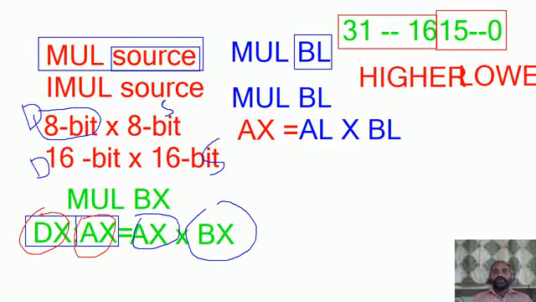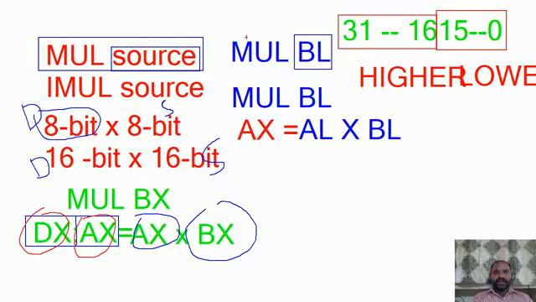Okay, now, the multiplication instruction in the 8086 microprocessor is able to perform the 8-bit multiplication as well as the 16-bit multiplication. That may be signed numbers or unsigned numbers, whatever the number is, but it is able to perform the multiplication between two 8-bit numbers or between two 16-bit numbers.